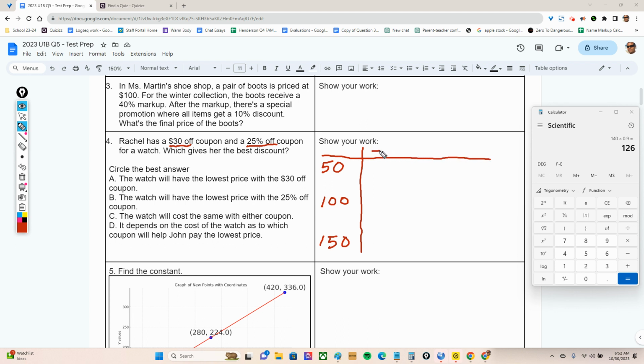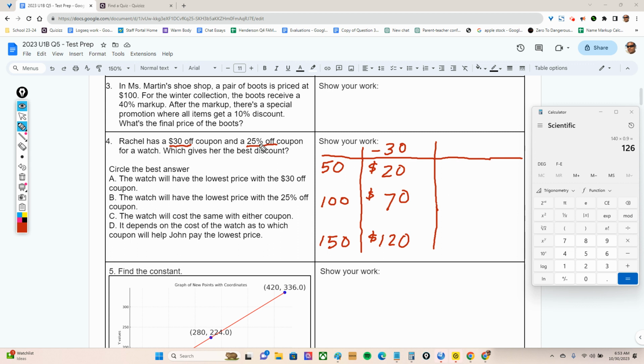Let's do minus 30. That's the $30 off. So 50 minus 30 is what? That's 20. $20. And what's 100 minus 30? That's 70. $70. And what is 150 minus 30? That's $120.